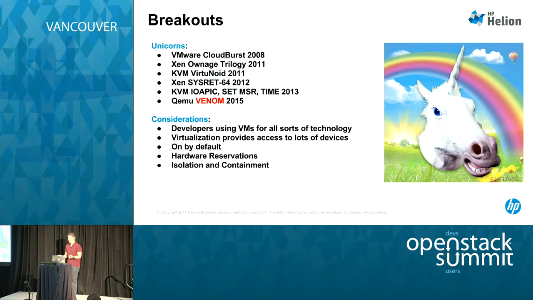So what are hypervisor breakouts or virtual machine escapes? They are where a virtual machine, through some level of inappropriate access to the services provided to it, is able to gain a point of presence in the machine that it is running on. These are not new. VMware Cloud Burst was widely reported to enable you to subvert ESX back in 2008. Xen Owned Trilogy in 2011. Virtunoid, it's been fairly consistent for the last few years. And of course, most recently, Venom. So the point here is that breakouts aren't unicorns. They're actually fairly regular in the wild.